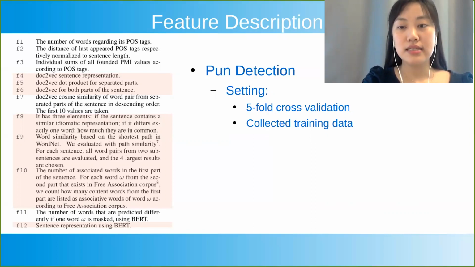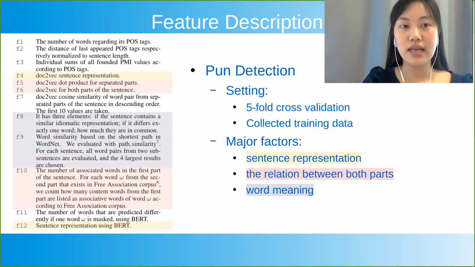From the features listed here, feature 4, 5, 6, 8, 9, 10, and 12 give positive influences on the final results. In the ablation test, we found that the major factors are sentence representation, feature 4 and 12, the relation between both parts, feature 5, 6, and 10, and word meaning, feature 8 and 9. While the sentence representation offers the basis, the relation between both parts also helps in general or individual word pairs.